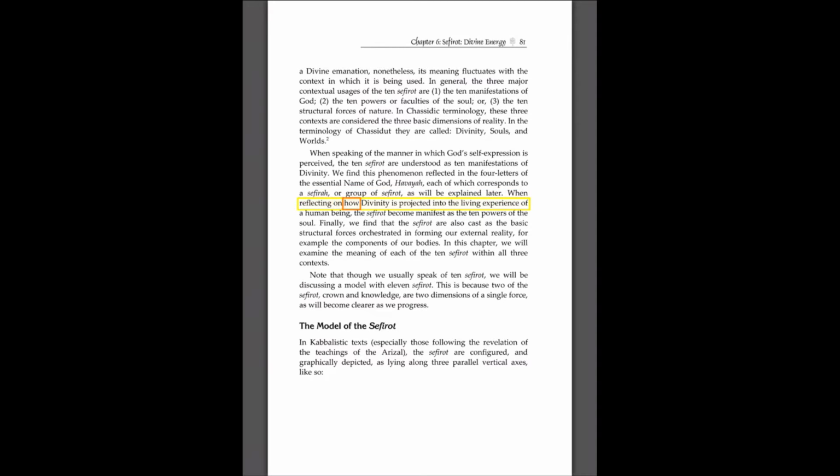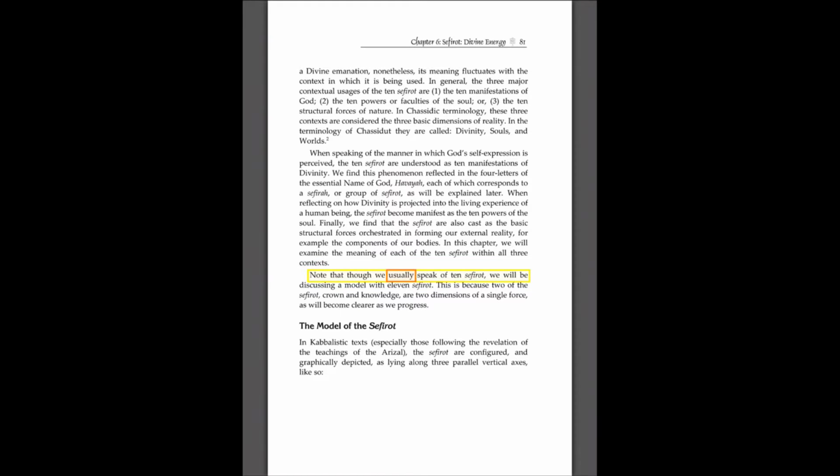When reflecting on how divinity is projected into the living experience of a human being, the Sephirot become manifest as the ten powers of the soul. Finally, we find that the Sephirot are also cast as the basic structural forces orchestrated in forming our external reality, for example the components of our bodies. In this chapter, we will examine the meaning of each of the ten Sephirot within all three contexts.